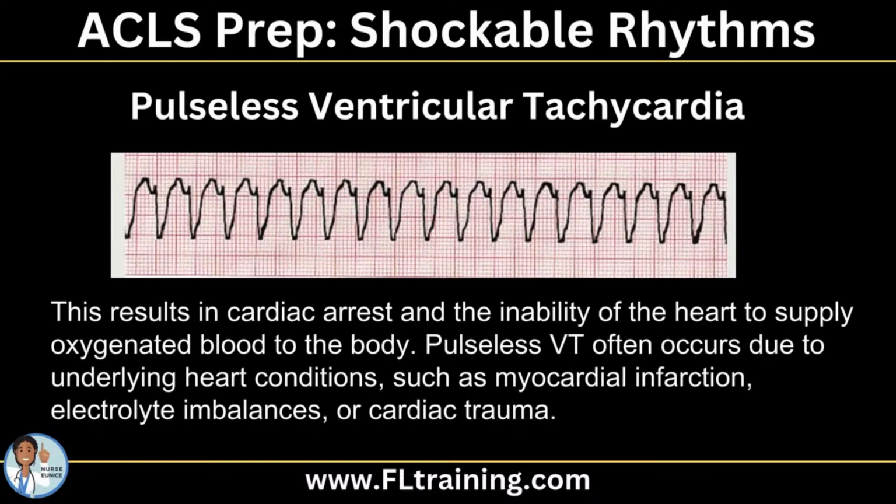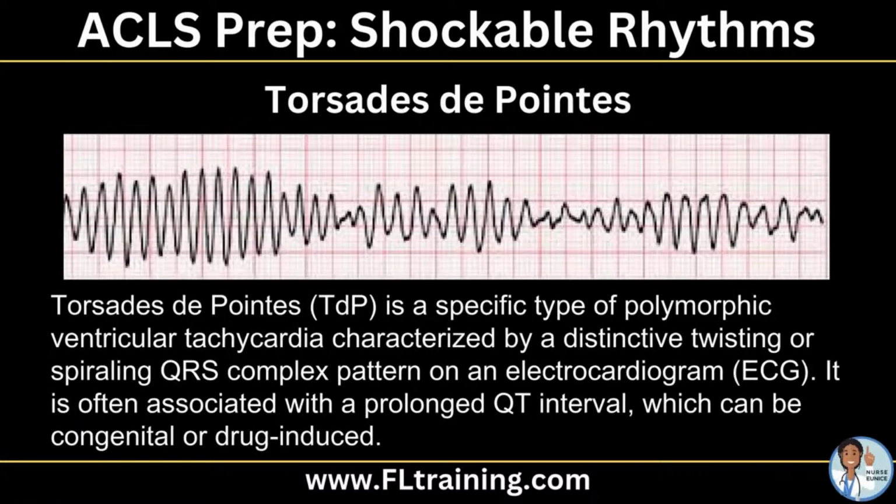Now, I want you to keep those electrolyte imbalances in mind as I go to the next slide, because this is also a type of ventricular tachycardia. It is referred to as Torsades de Pointes. This is the twisting or the spiraling QRS complex pattern, and this is most likely caused due to a lack of magnesium. So yes, we're going to be talking about shocking the patients, etc.